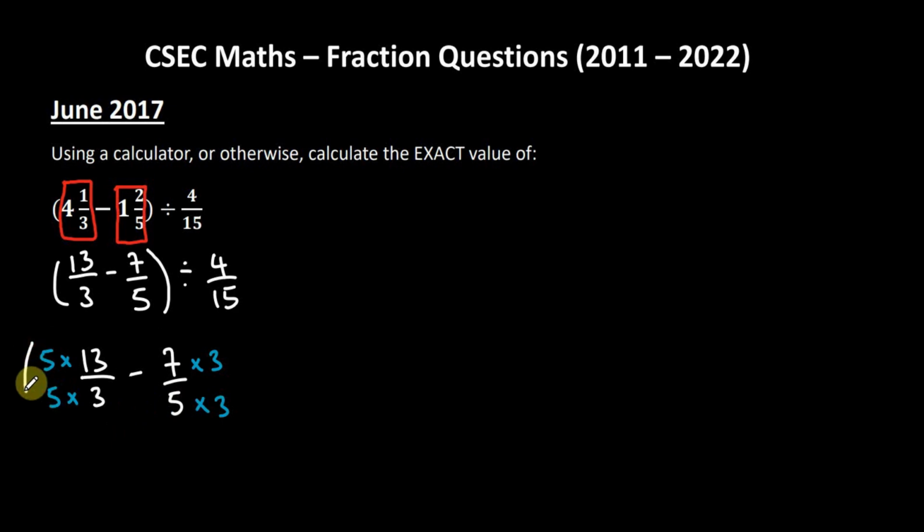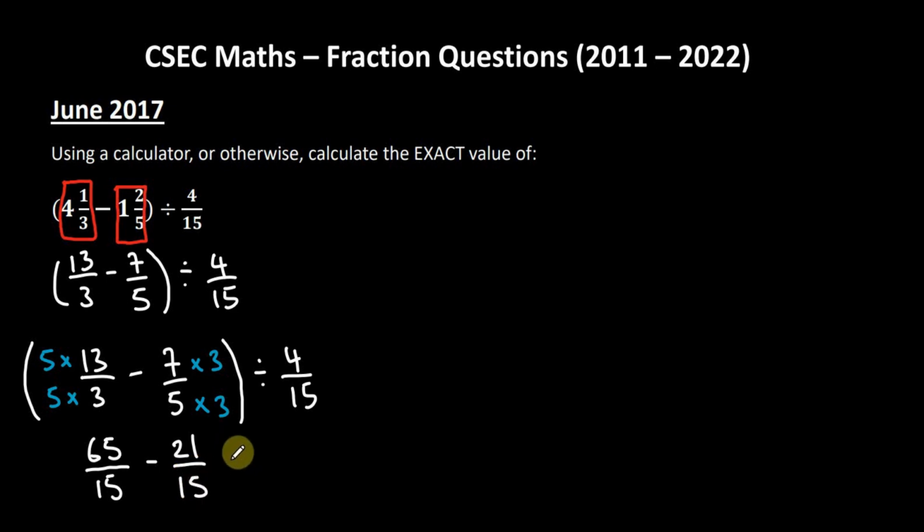So I'll just keep these in brackets. Still have this divide by 4/15 here. And let's see what we'll get at the end of this. So it's 5 times 13, that's 65, divided by 5 times 3, that's 15, minus 7 times 3, that's 21, divided by 5 times 3, that's 15. Now we have common denominators here, so we can proceed with the subtraction.